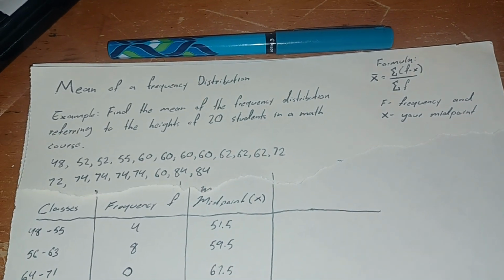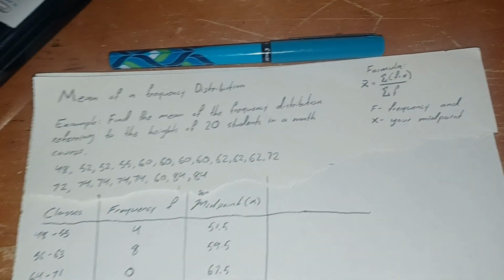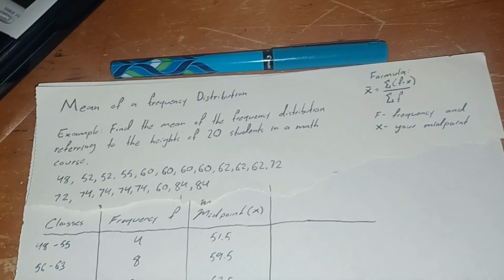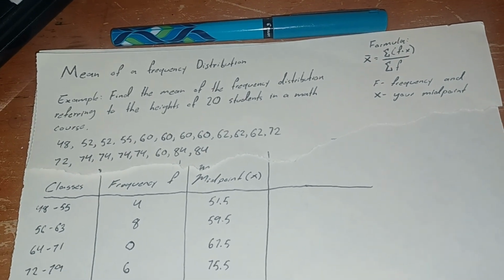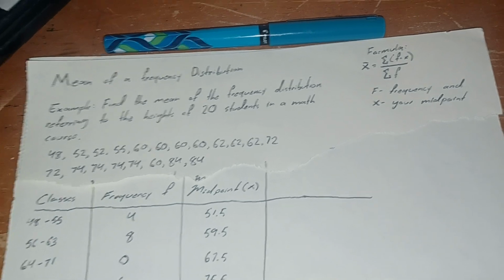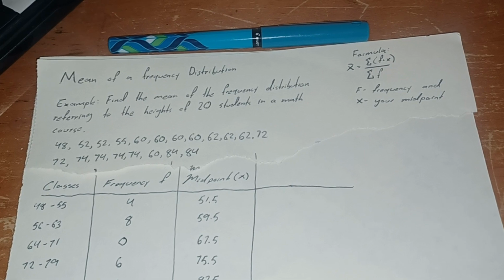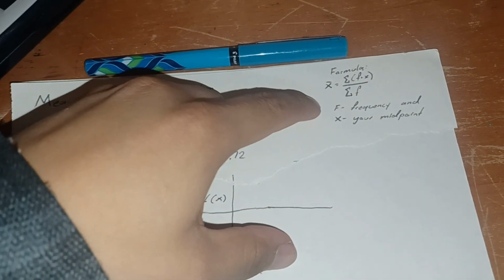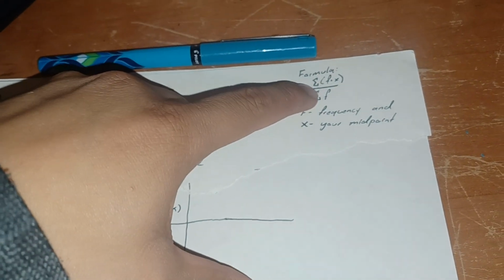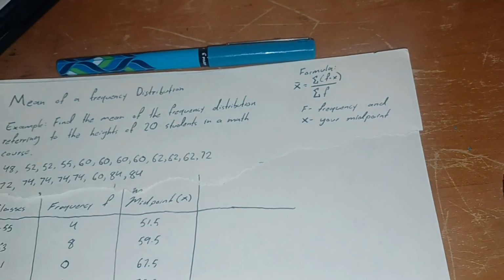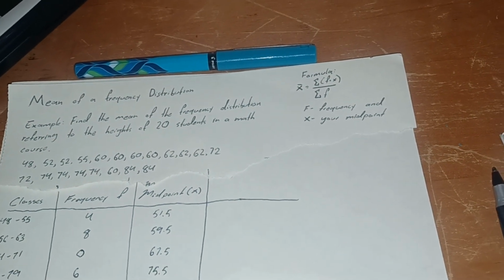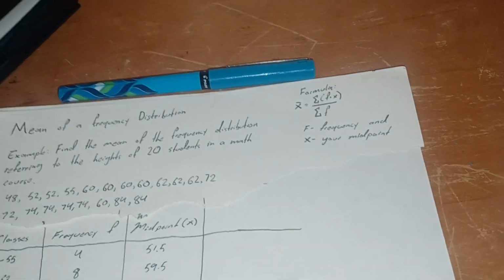Alright, so today we are going to find the mean of a frequency distribution. In my last video, we built a frequency distribution out of the data that we got. We're going to be using the same data and the same table today to find the mean of a frequency distribution. So we are going to use the formula x bar is equal to the sum of f times x over the sum of f to find the mean of the frequency distribution. F refers to the frequency and x refers to your midpoint.